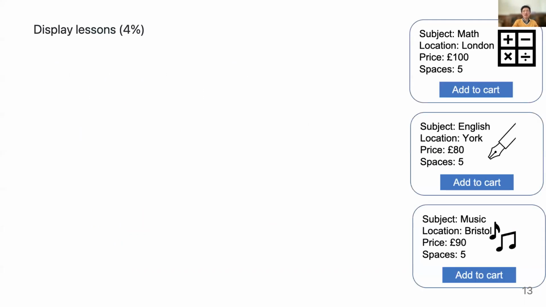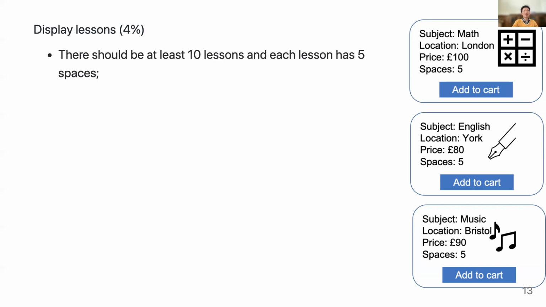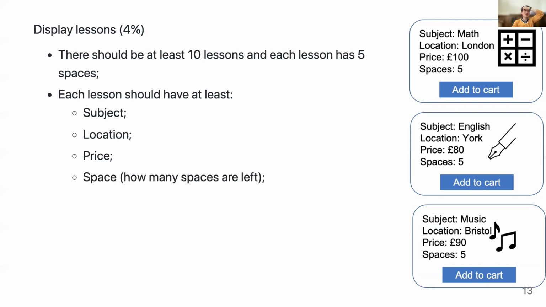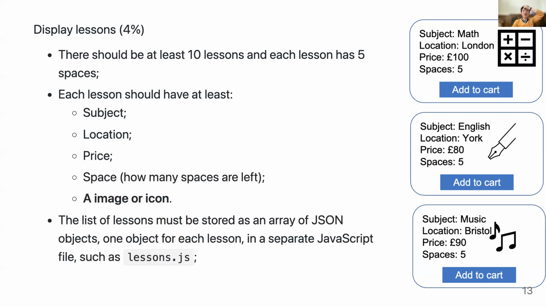Okay, and in terms of marking scheme, you can see that what you need to do for the individual work is more complex compared to the group one, even if they are similar. So we need 10 lessons, and each lesson has 5 spaces, and these lessons should have the same information, and you need a picture as well. In this case, we'll ask you to store the list, an array of JSON objects, in a separate file, like a lessons.js, as a JSON array.